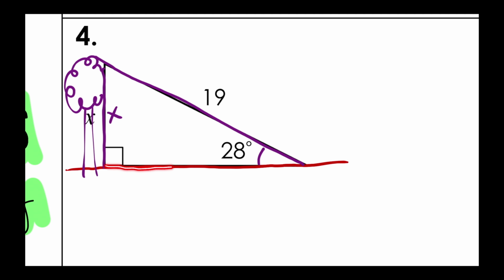This side of the triangle, we don't care about. There's no information here. We don't want to find out. But I mean, we could find it. But as for this problem, this is the side we want. This is the side we have. This is the angle we have. So we're going to use trig.